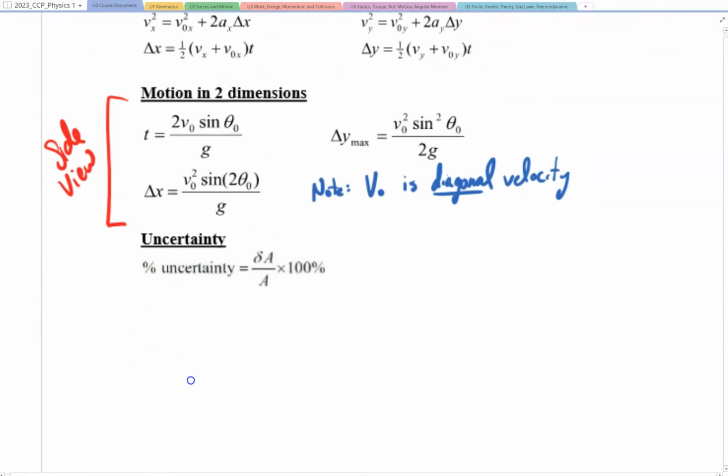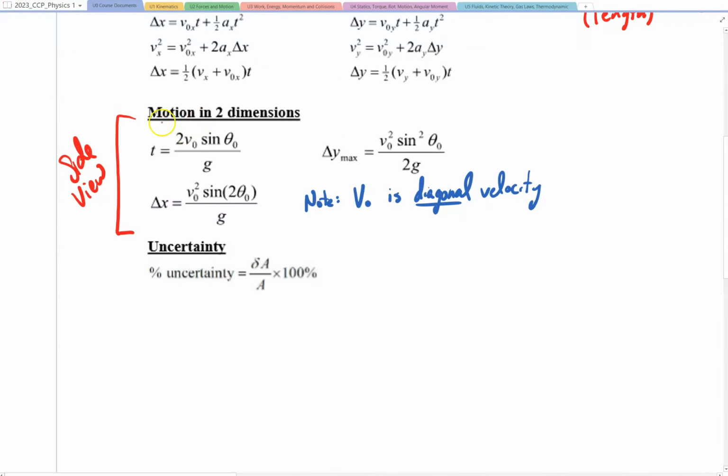So now if we go to our formula sheet, we have this group of formulas for motion in 2 dimensions. If we're talking about our side view, we sometimes call these free fall, or better yet, projectile motion. I think that would be a better description for these. Projectile motion, because these up here would work for free fall as well. But projectile motion would be another name for these formulas.